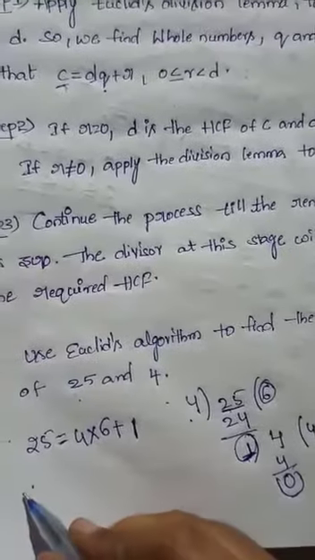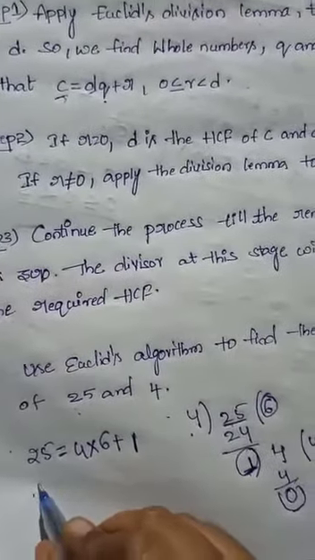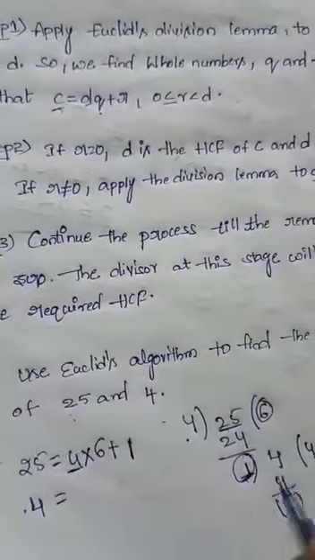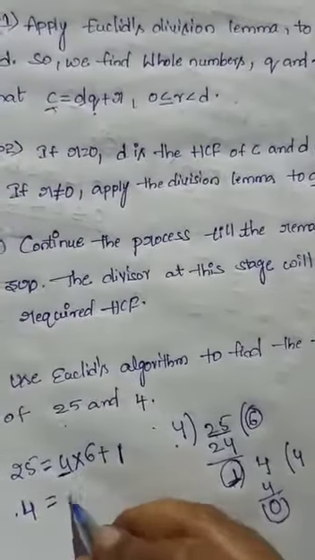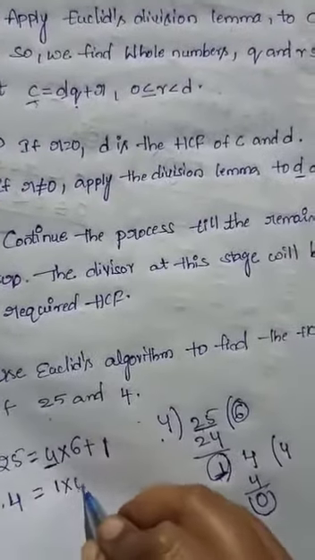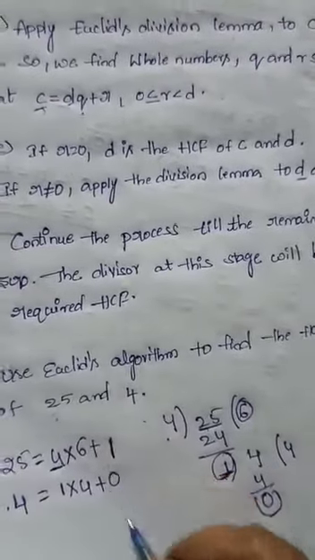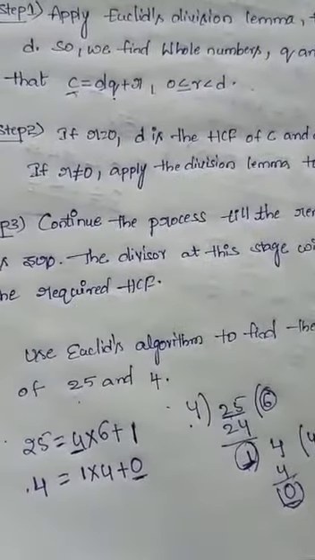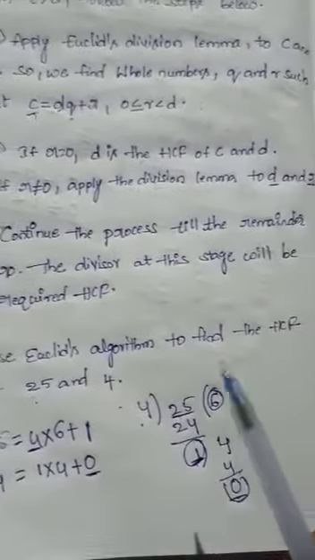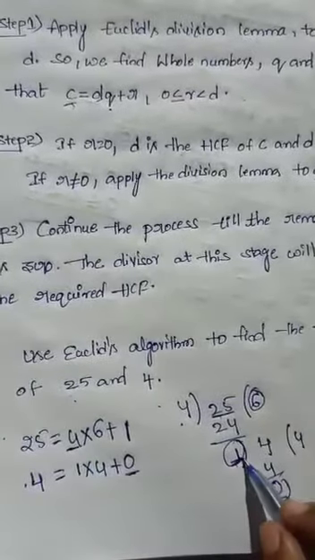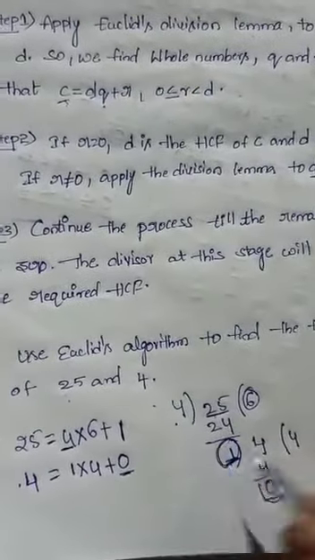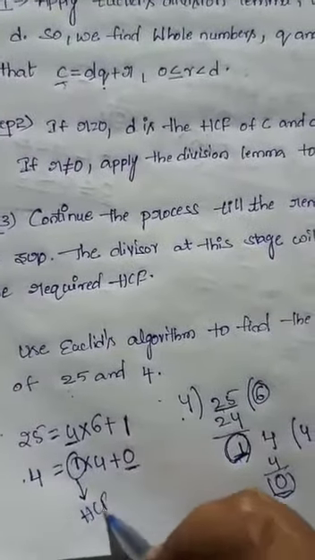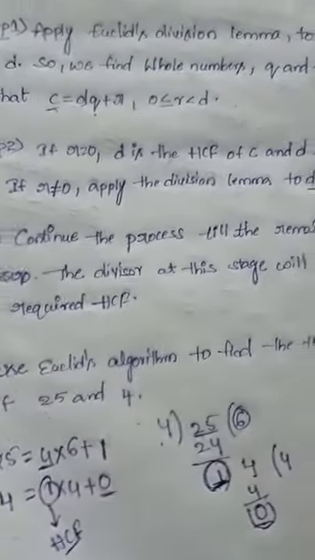Okay. So next, 4 equal to 1 into 4 plus 0. Here we get 0. So here D is our HCF. Here 1 is our HCF. Okay. Next example.